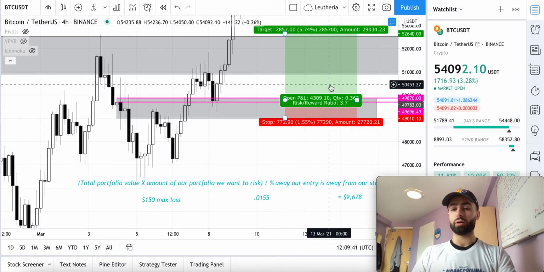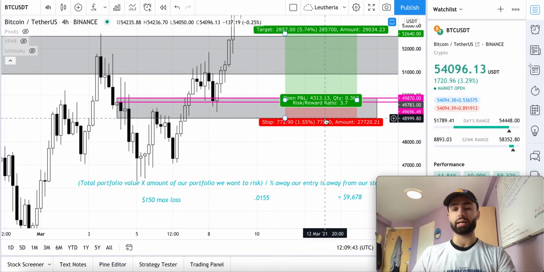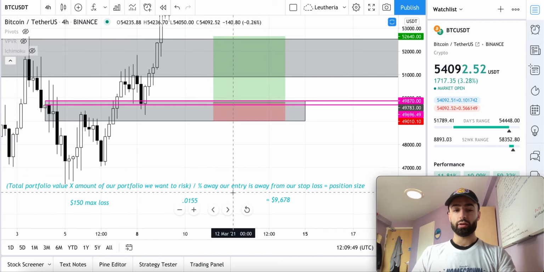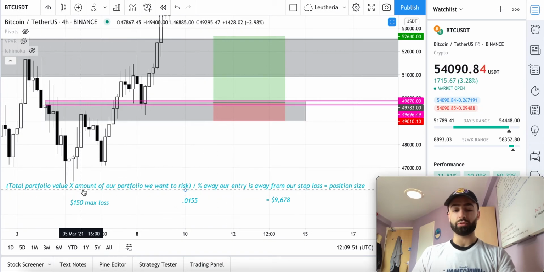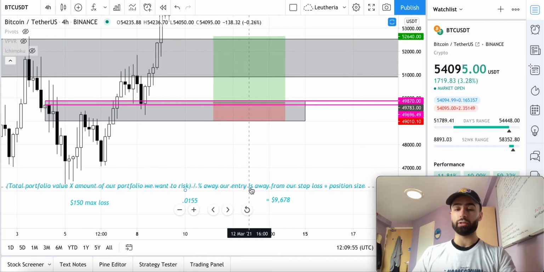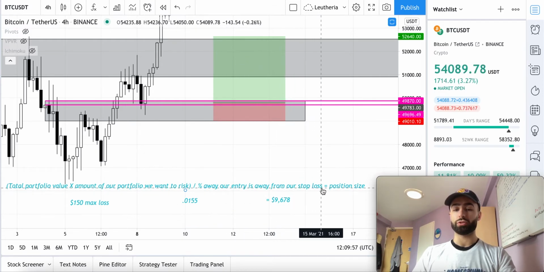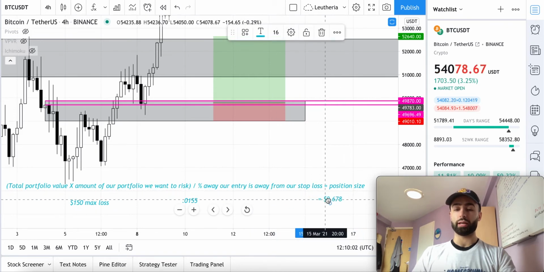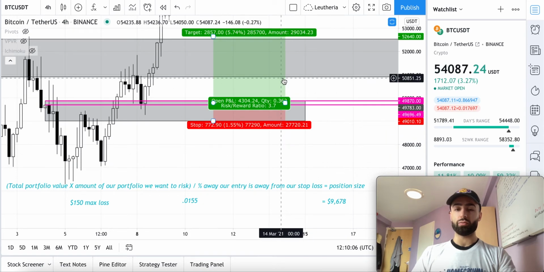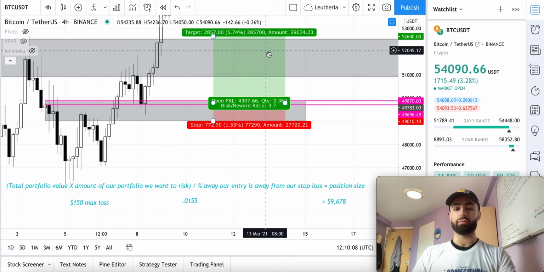Put that into your long position tool here as well as your exact stop loss, so you have this percentage. So when you run your position size calculation right here, which is your total portfolio value times the amount of your portfolio you want to risk, divided by the percent away your entry is from your stop loss, that equals your position size, which in our case is $9,678.